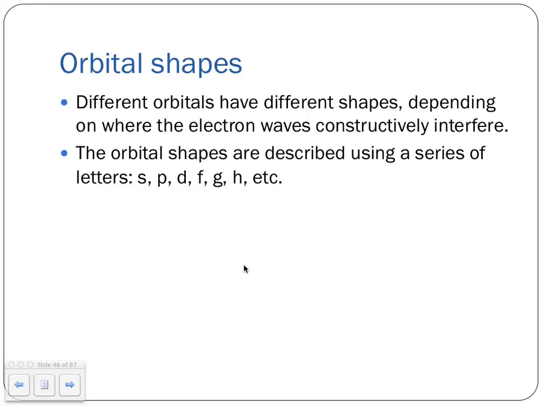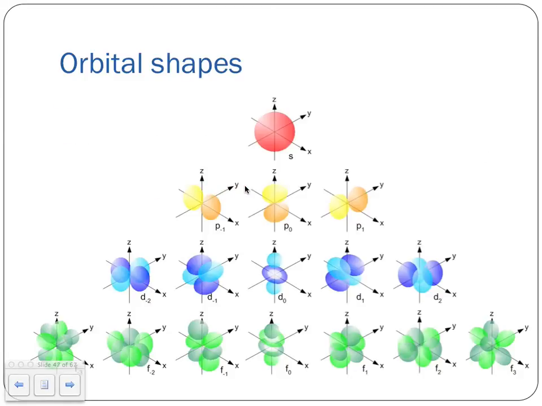And so we'll use a series of letters for them. S is one orbital shape, P is another orbital shape, D is another, then F, then G, H. At that point, they keep going, but they go on by the letters of the alphabet, so H, I, J, K, and so on and so forth. So these orbital shapes, let's take a look at them.